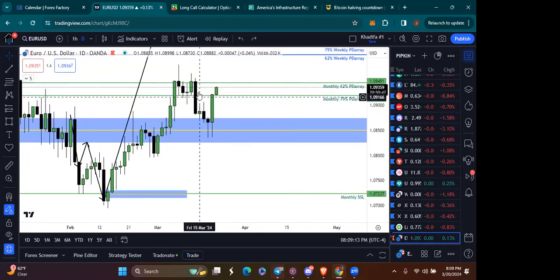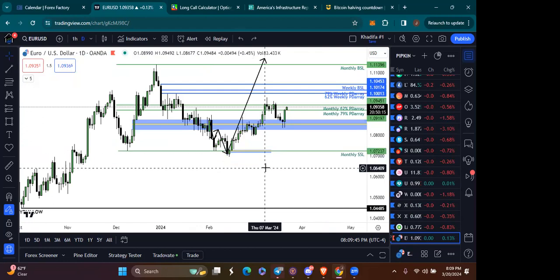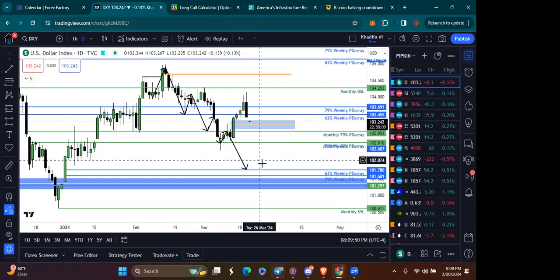Remember, I told you guys I would have loved to see price respect these monthly PD arrays and push up higher off of those levels. But we allotted for price to come back down into this weekly fair value gap, and we didn't break below it, close below it, or close below the consequent encroachment. So I think Euro USD continues to push up hard, pushing the dollar to the downside.